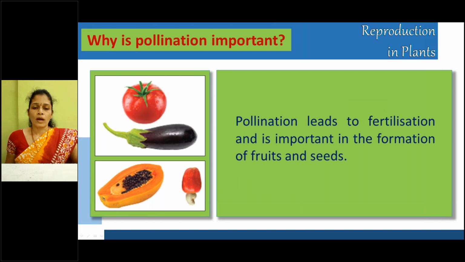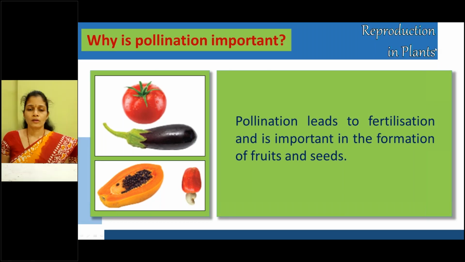Okay? Now, why is pollination important? Pollination is important because it leads to fertilization and is also important in the formation of fruits and seeds. In our session number 4, we'll learn what fertilization is and how the fruits and seeds are formed. Before going to terminology, let us see an animated video on types of pollination and pollinating agents.